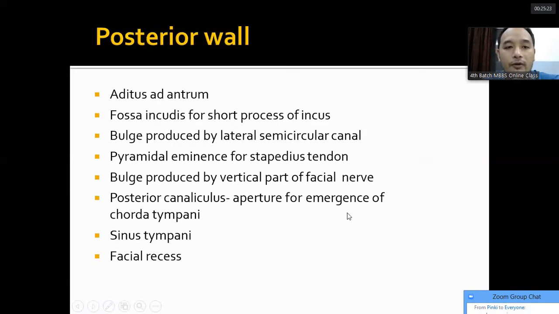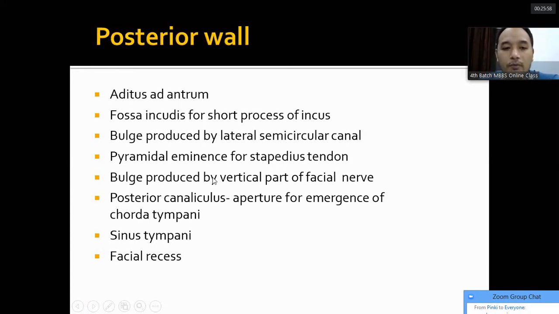Now the posterior wall has an opening called the aditus ad antrum, which leads to the mastoid antrum. Inferior to the aditus is the fossa incudis, a cavity where the short process of the incus lies. And just like in the medial wall of the tympanic cavity, there is a bulge produced by the lateral semicircular canal. In the posterior wall, there is also the pyramidal eminence, a pyramid-type bony eminence which houses the stapedius tendon.